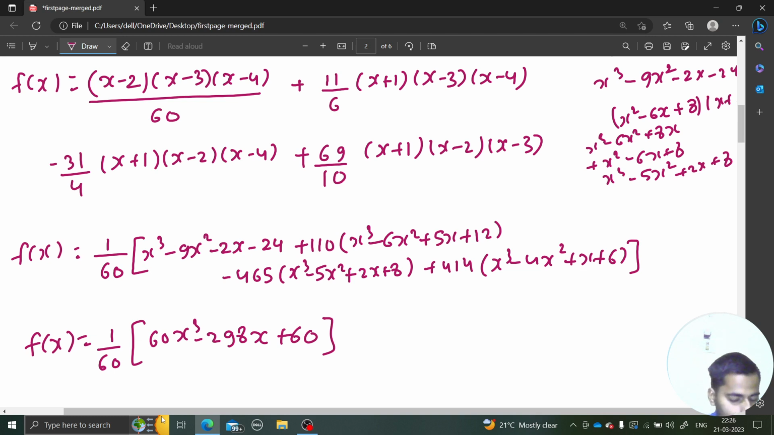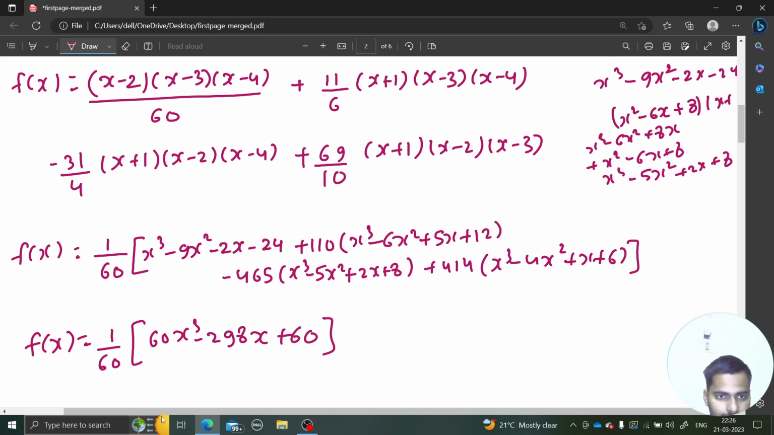So x cube, x square coefficient, I will have to check it once again. Is there a problem with the coefficient of x? Let's see. So it is minus 2, plus 550, minus 465 times 2, plus 414. It is coming out to be 32 this time.